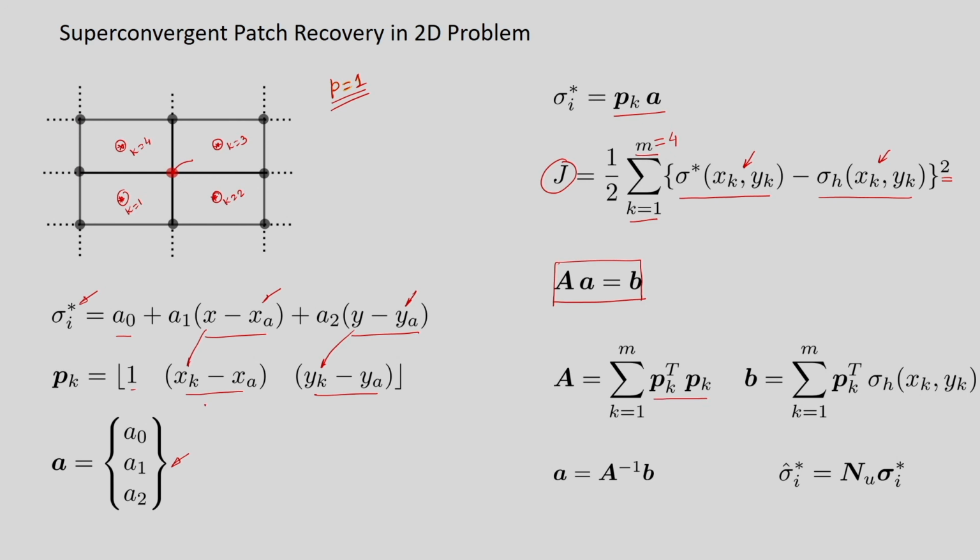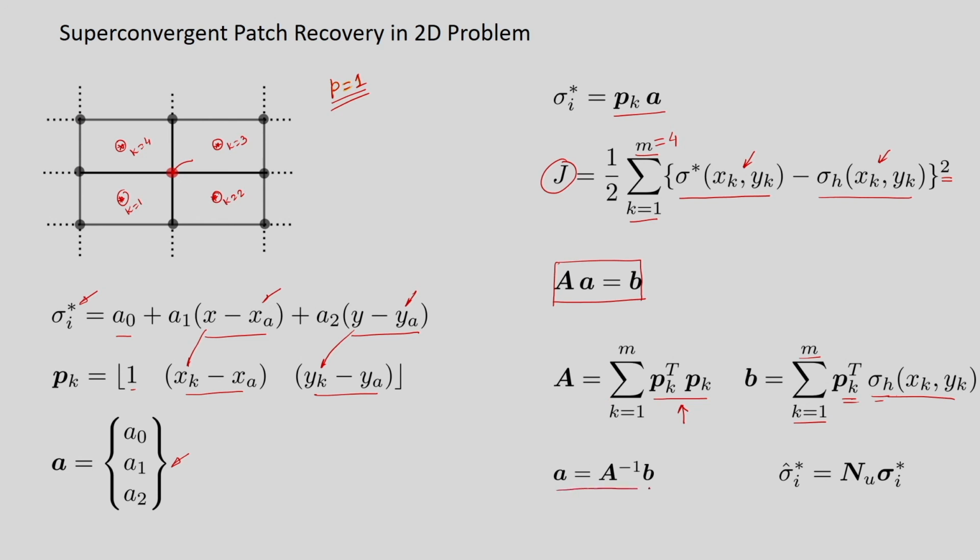As you can see, pk is 1 by 3. So, this pk transpose pk becomes 3 by 3, and this has been done for each of the super convergent points, and they have been summed up. Similarly, the b, you can say pk transpose sigma h. So, sigma h is a scalar, the stress at the super convergent point. So, pk transpose sigma h becomes of size 3 by 1, and this has been summed up for all the super convergent points. So, that yields A and b which are known to us.